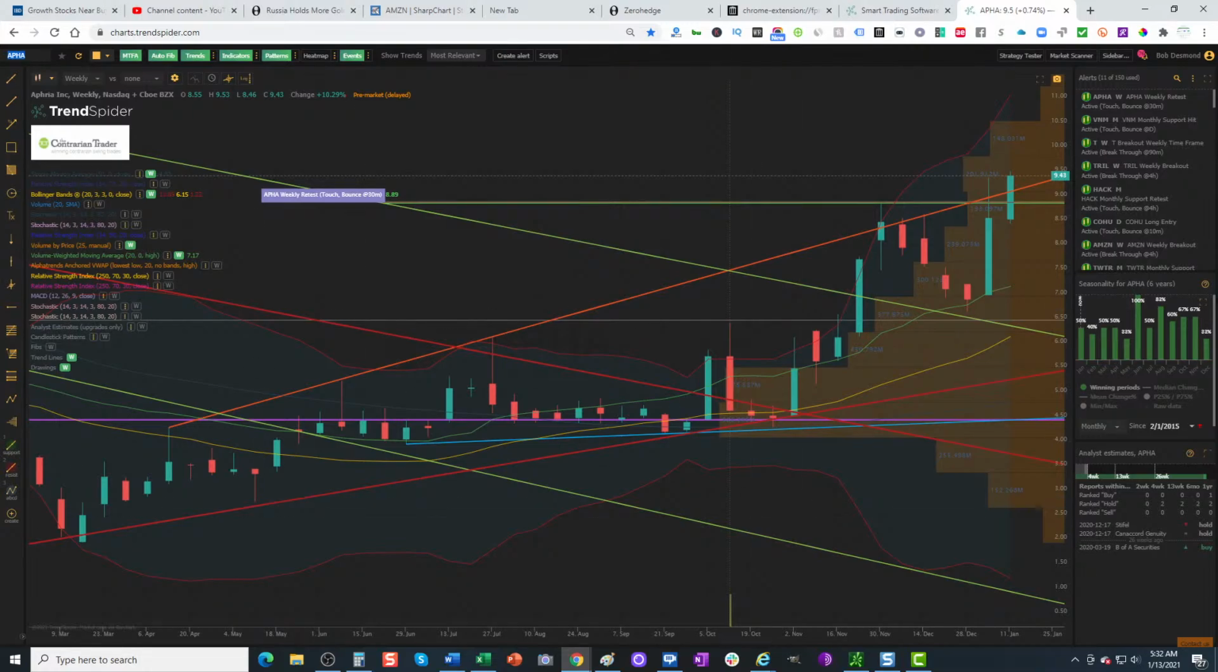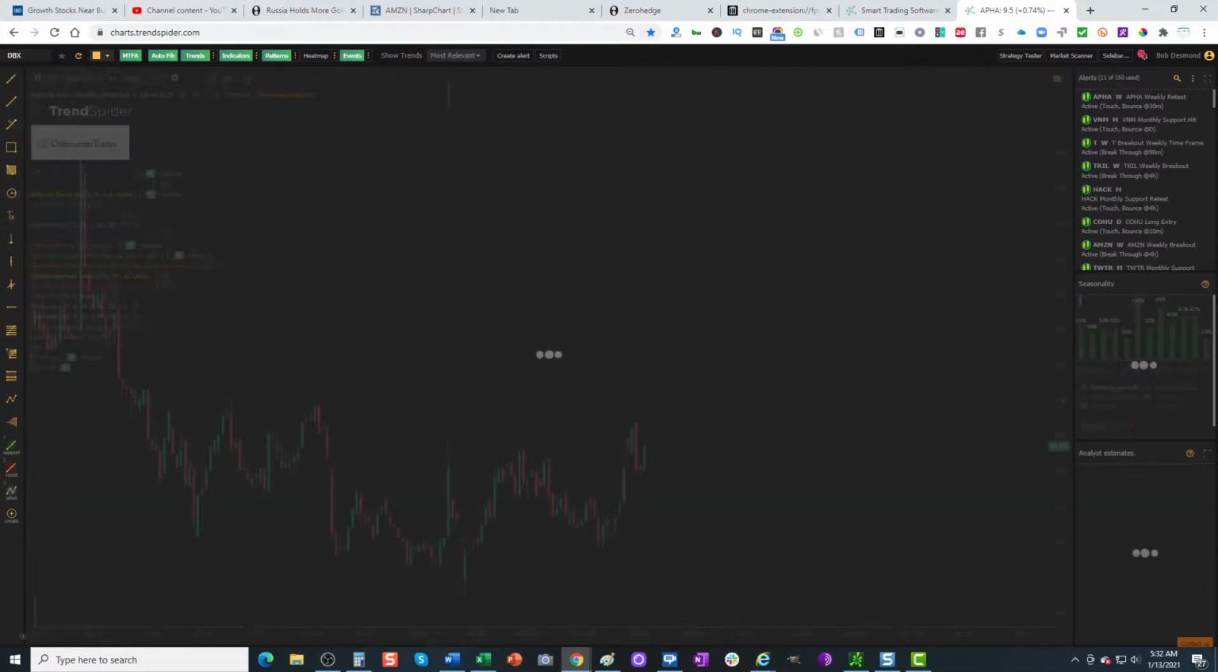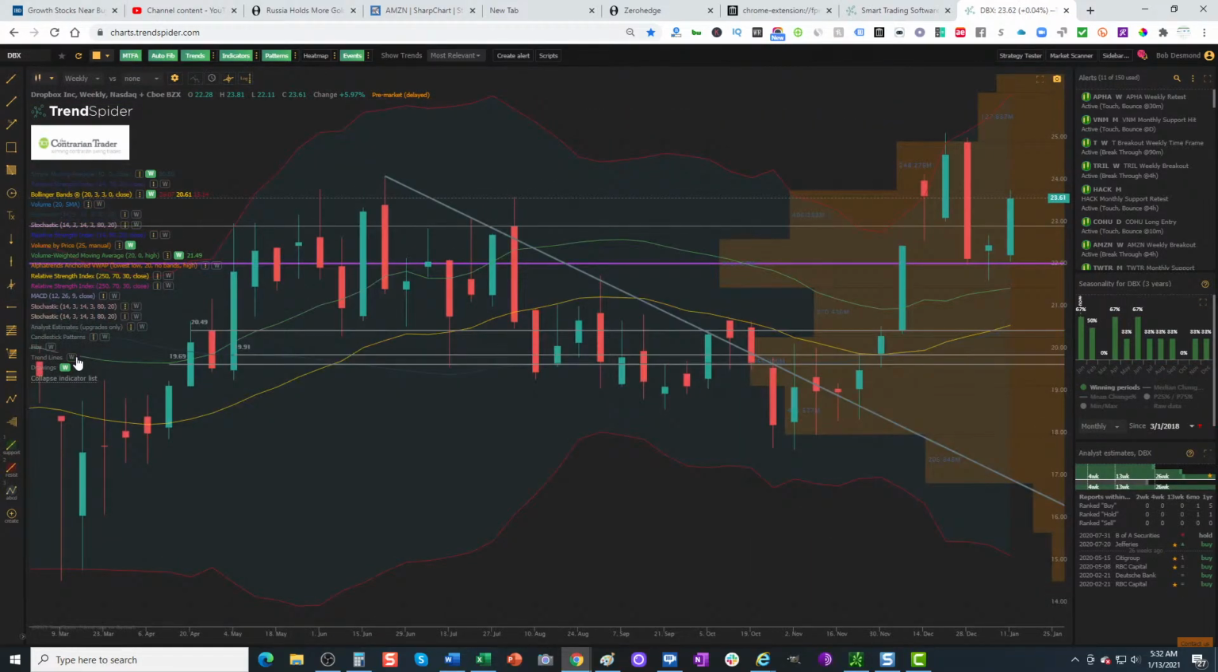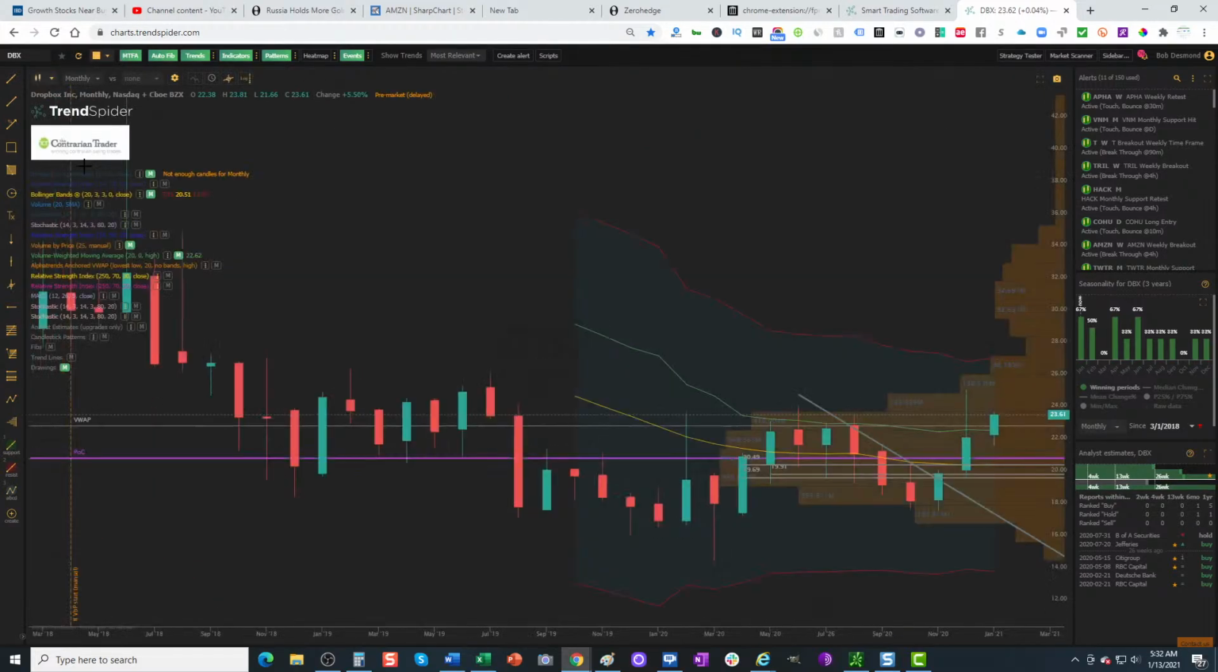Dropbox, DBX. Okay. Monthly chart. Looking good here. We broke out back here in November. Continuation breakout December, inside month in January.